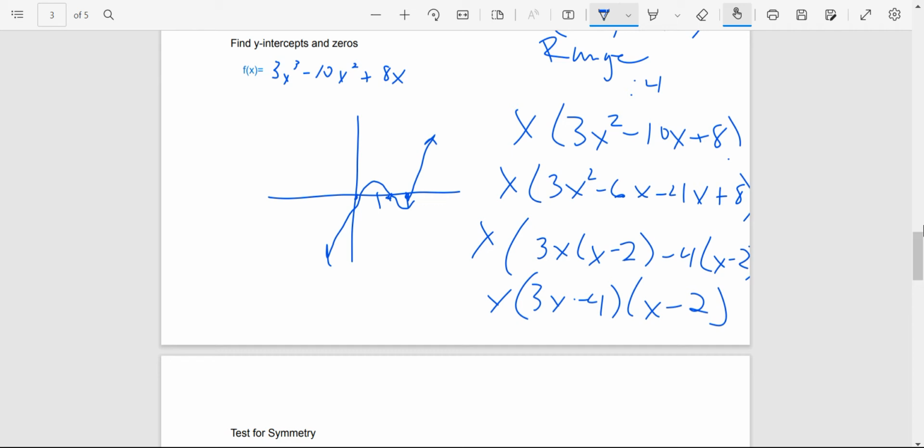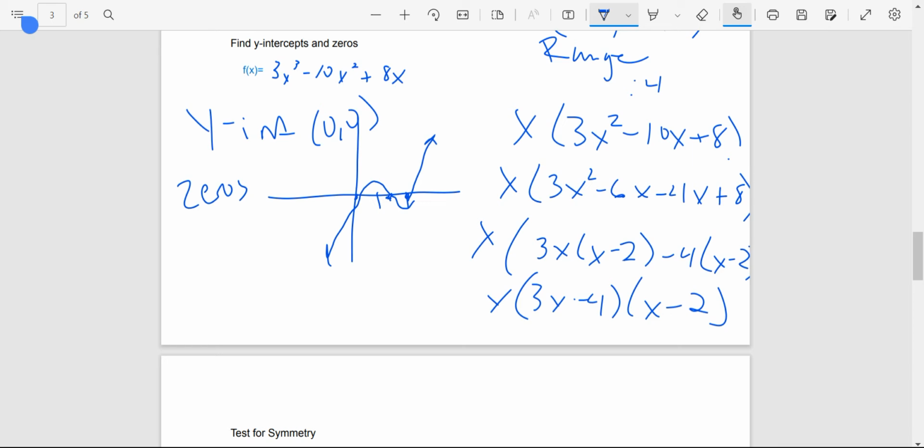For this next one, I'm giving you just a function in the original problem, f of x equals 3x cubed minus 10x squared plus 8x, and we want to find the y-intercept and the zeros, which are going to end up being the x-intercepts, right? Are there any y-intercepts? Yes. You find the y-intercept by simply plugging 0 in for x. You get 0, so your y-intercept is in fact 0, 0.